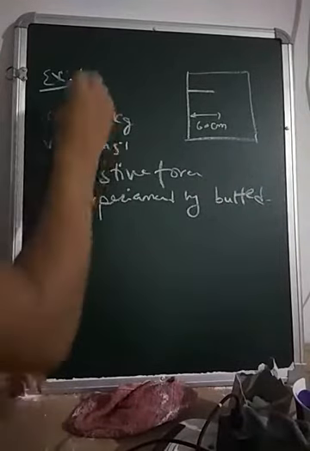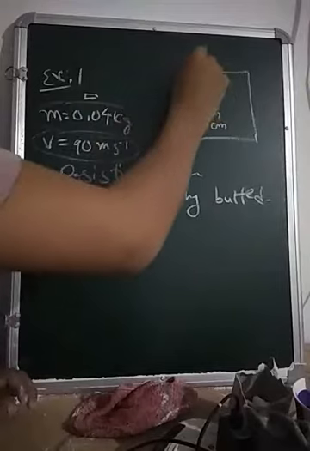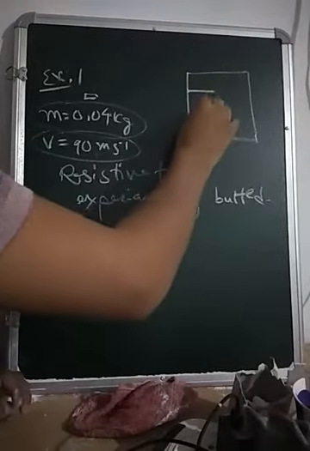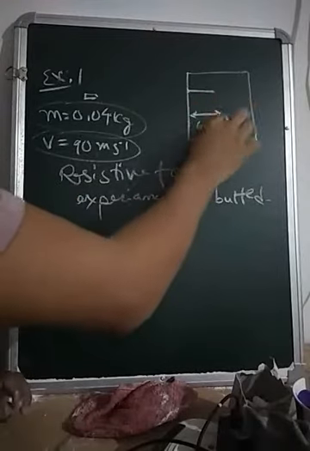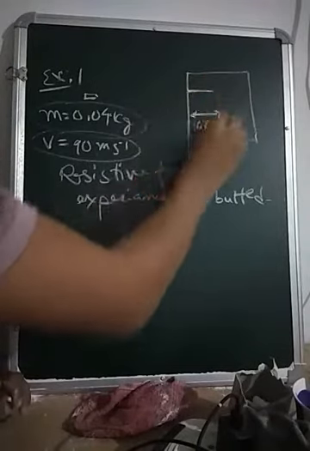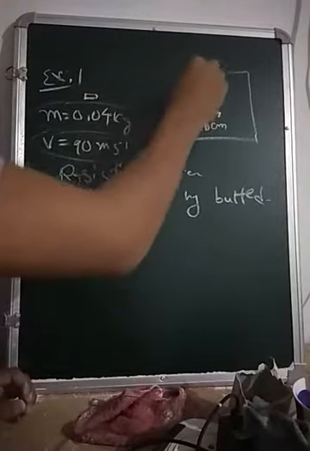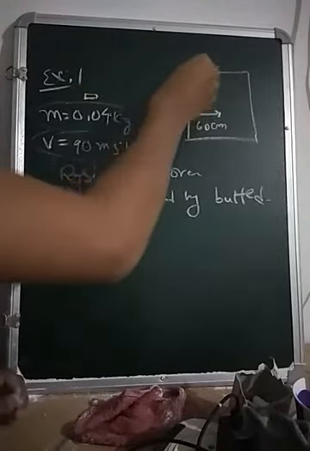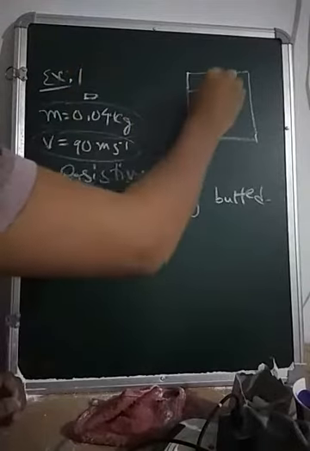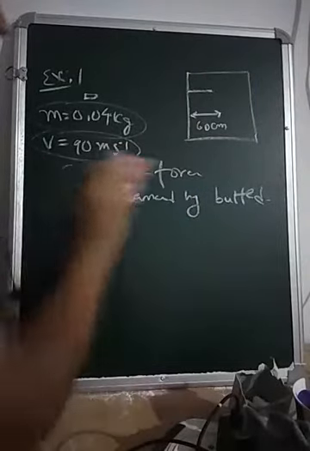The question is, we fire a bullet with velocity 90 meter per second. The mass of the bullet is 0.04 kg, and it strikes a piece of wood. After striking, it penetrates up to 60 centimeter inside the wood. We have to find the resistive force. When the bullet strikes the piece of wood, it experiences a resistive force. Due to this resistive force, the bullet gets stopped after passing 60 centimeter in the wood. So we have to find what amount of force the bullet experiences.